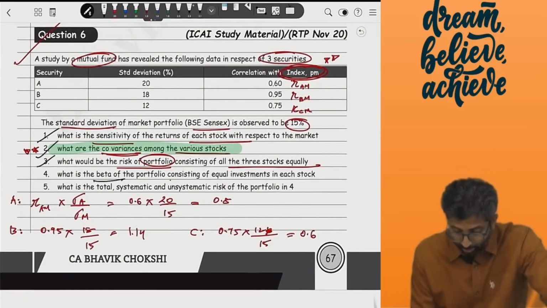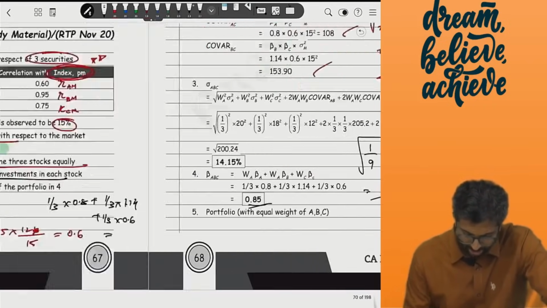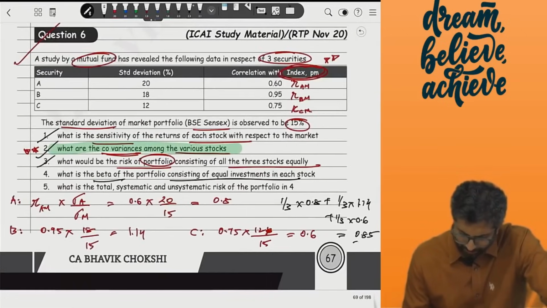And then what is the beta of the portfolio? Well, beta over here is a weighted average, that is 1 by 3 into the beta first of 0.8, 1 by 3 into the beta of 1.14, and 1 by 3 into the beta of 0.6. So if I do this working, I should be getting 0.85. This is my portfolio beta, weighted average.